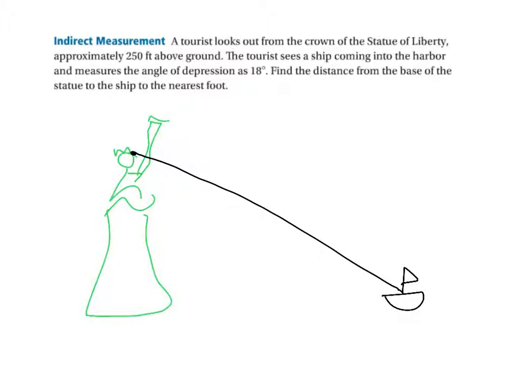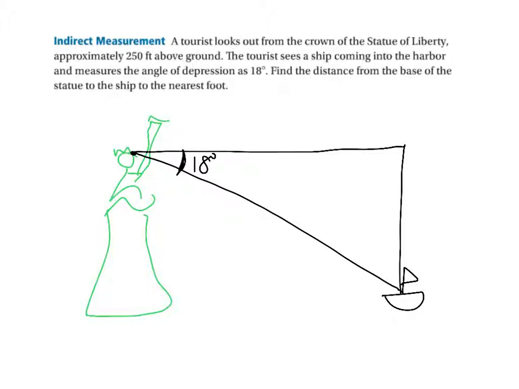Now, you always have to draw like that. What is it that you're looking at? You draw that line, but you also will always draw your line of sight. And so the person was here, it said. So that's your line of sight, looking straight out, and then you have to finish out your right triangle. This is your angle of depression because you're looking down, and that's 18 degrees.